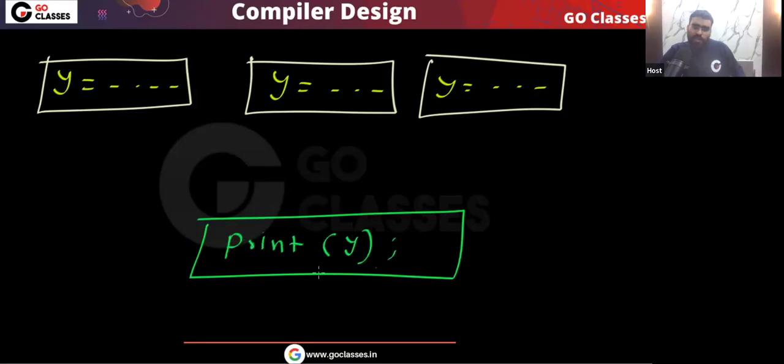I want to print the value of y. Now I can come from here also, I can come from here also, I can come from here also. Is this clear? I can come from this side also.